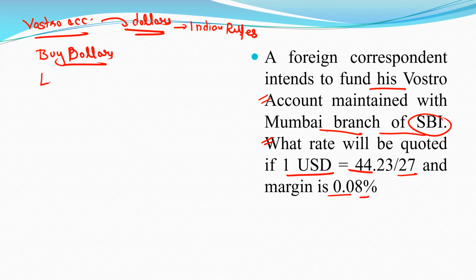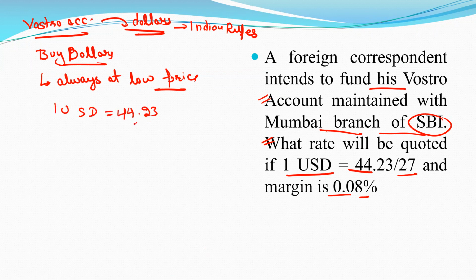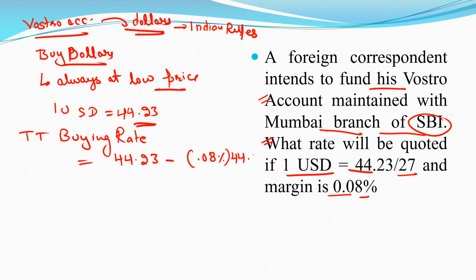We always buy at the low price. Buy at low price, sell at high price. Clear? This is the main motive. So 1 USD is equal to 44.23. Here which concept will be taken? TT buying rate. That is basically spot rate minus margin. Clear?